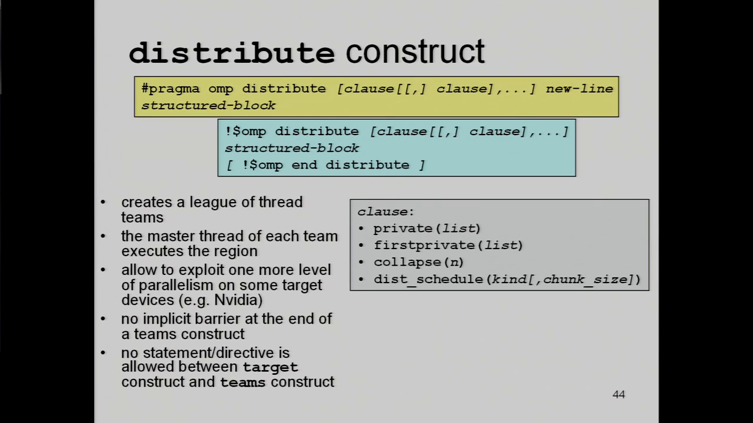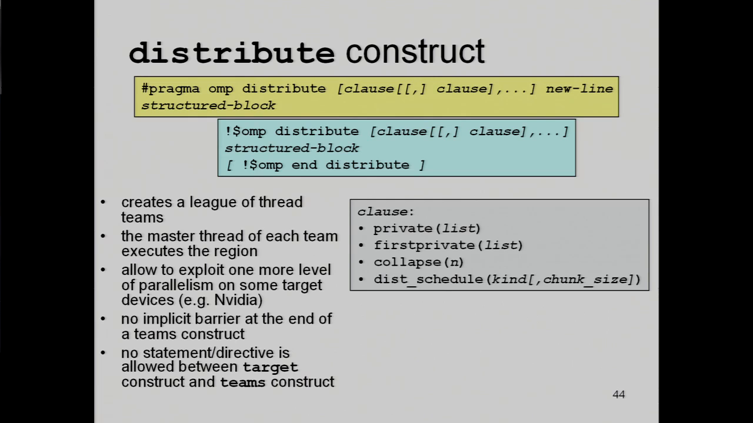Okay. So remember the teams. Inside a target region, we can create multiple teams, and each team works independently, of course. Then each team has multiple threads. We have also introduced a construct that does work sharing among the teams. We call it the distribute construct.